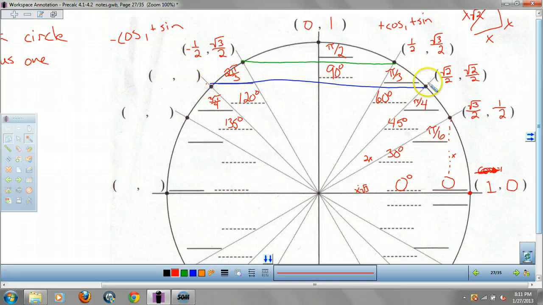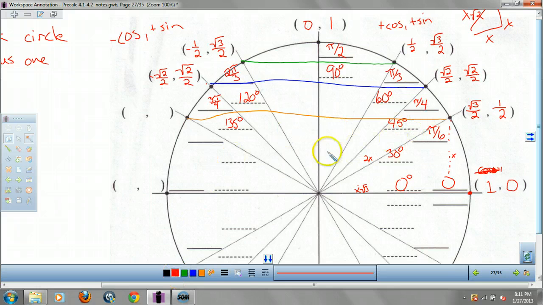Now with this one, it's the same point, just different quadrant. Instead of going to the right square root 2 over 2, I'm going negative square root 2 over 2. And my y is still square root 2 over 2. Again, guys, that's my sine. Okay. And we got one more. These two kind of match up.